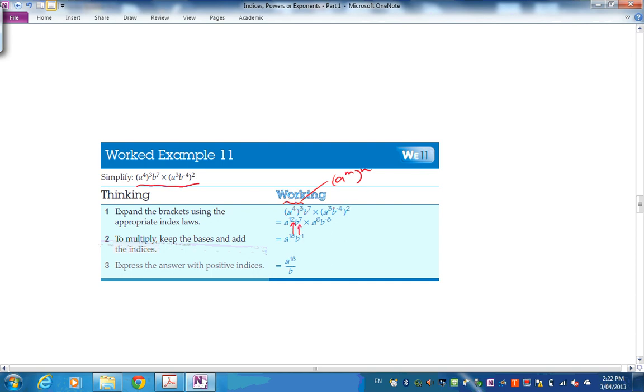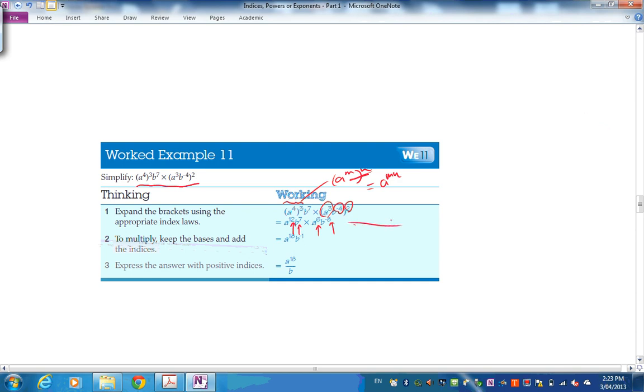And then let's have a look here. A cubed all squared. It's another multiply the powers together. There's that rule. It's a to the 6. And then b to the neg 4 all to the 3, all to the 2, sorry, is b to the neg 8, multiplying them together.